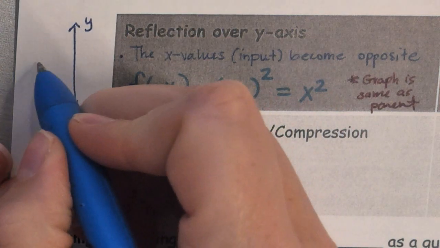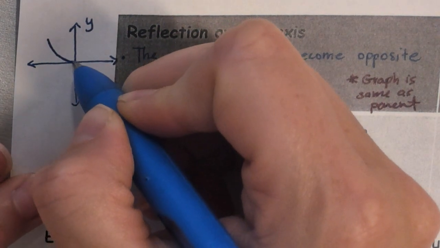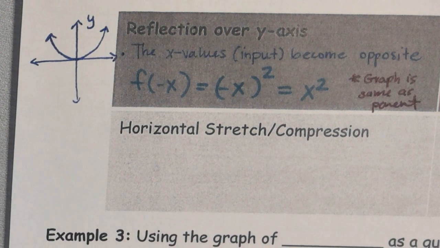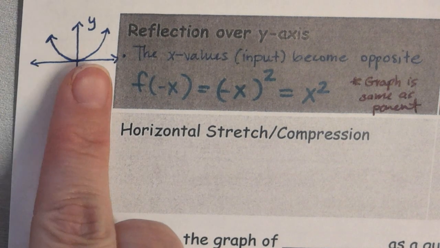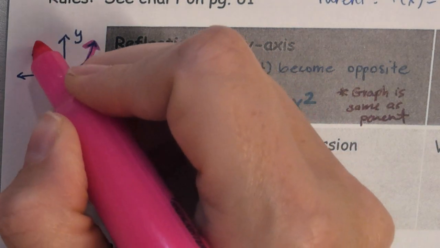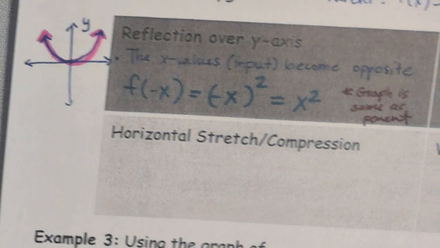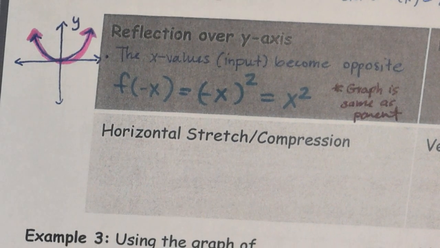So remember, this is a reflection over the y-axis. If I reflect the left side of the graph over y, it becomes the right side, and then vice versa. Because this is symmetric about the y-axis, the reflection actually overlaps the original. So on the graph, they look the same.